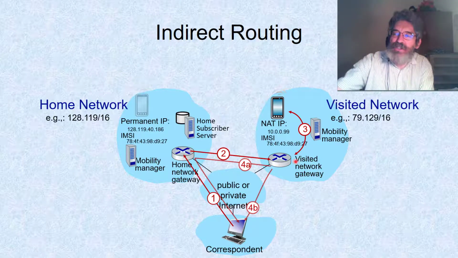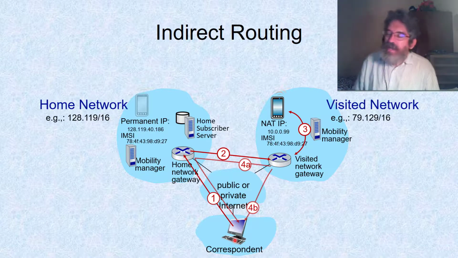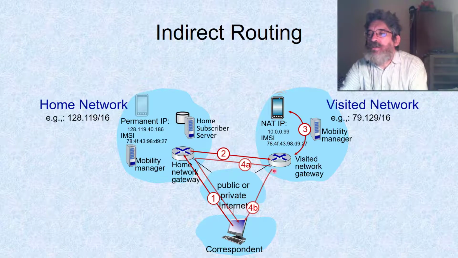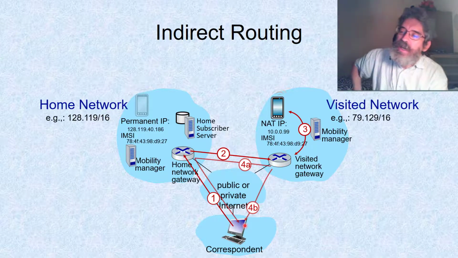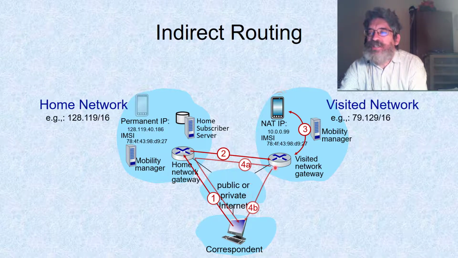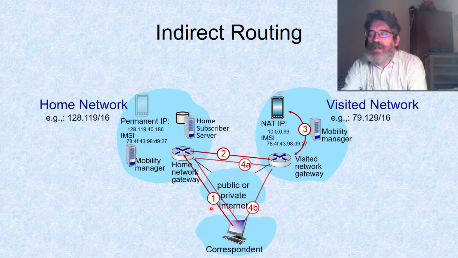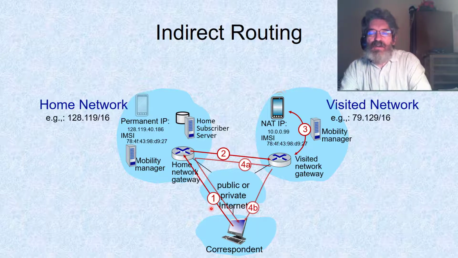And then when responding, there are two ways it could go. One is to repeat the whole process in reverse. The other is that when it gets to the care of agent, it just sends it directly back to the correspondent. Sending it directly back would in general be faster, but depending on some firewall situations, you may have to do this reverse tunneling. So we're going to tunnel in both directions in order to make the firewall stuff work correctly.